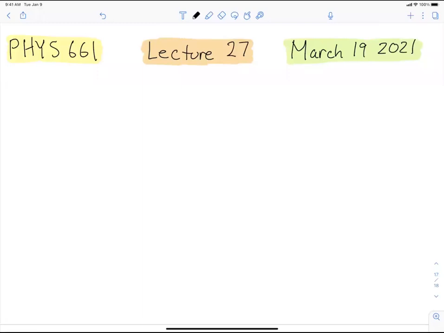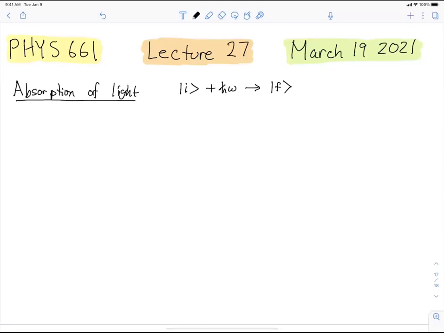Okay, good morning, everyone. So last time we were talking about absorption of light. And we attacked this. So we're talking about, for example, we have some initial state. You can think of this as an atom with the electron in one of the atomic levels. And it absorbs some light with frequency omega, the energy of which is h bar omega. And then it's going to some final state.